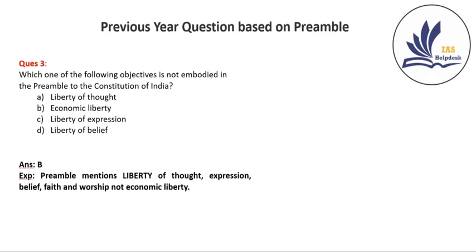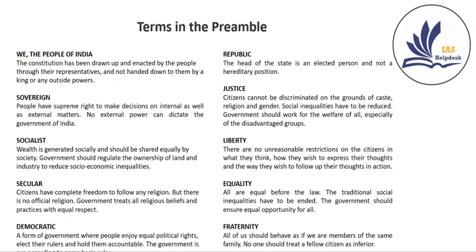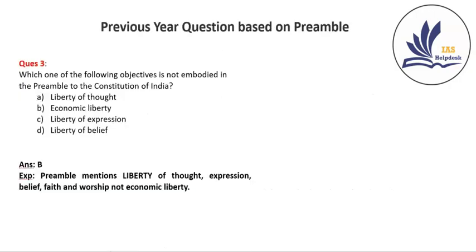So as we saw in a previous slide where we studied about the basic terms, the terminology that is mentioned in the preamble was liberty, which states that there are no unreasonable restrictions on the citizens in what they think, how they wish to express their thoughts, and the way they wish to follow up their thoughts in action. So clearly, it is not talking about economic liberty.